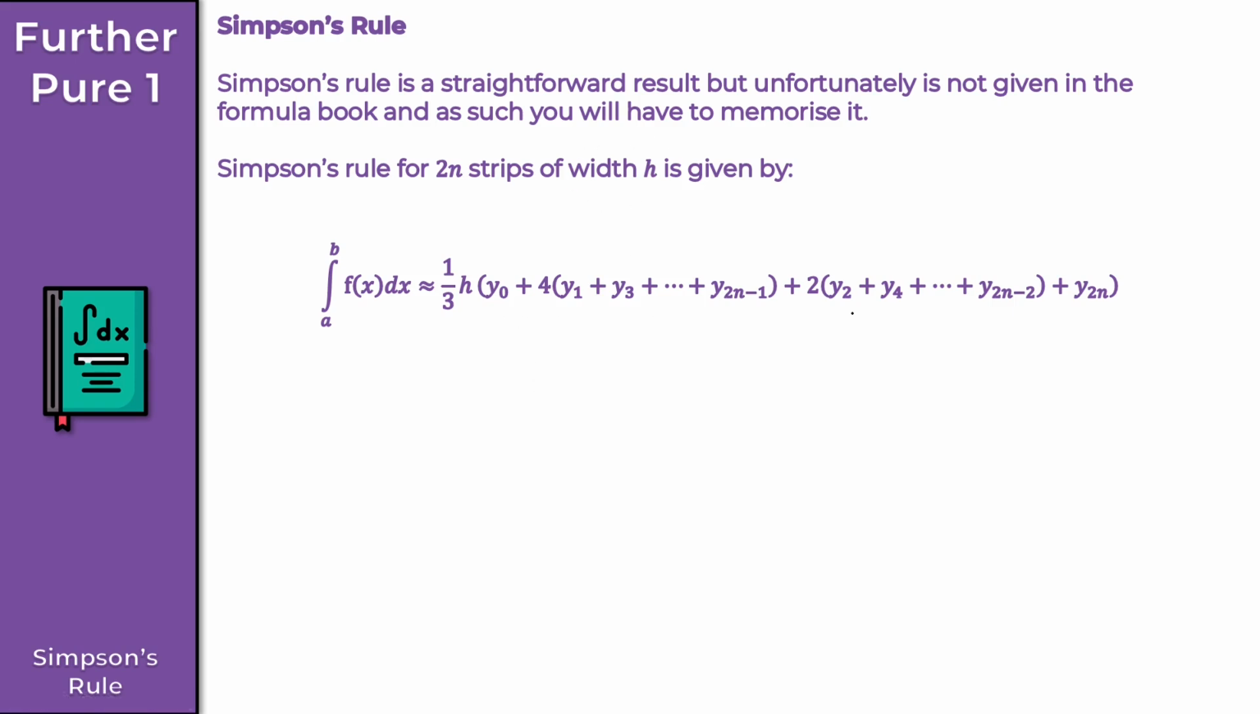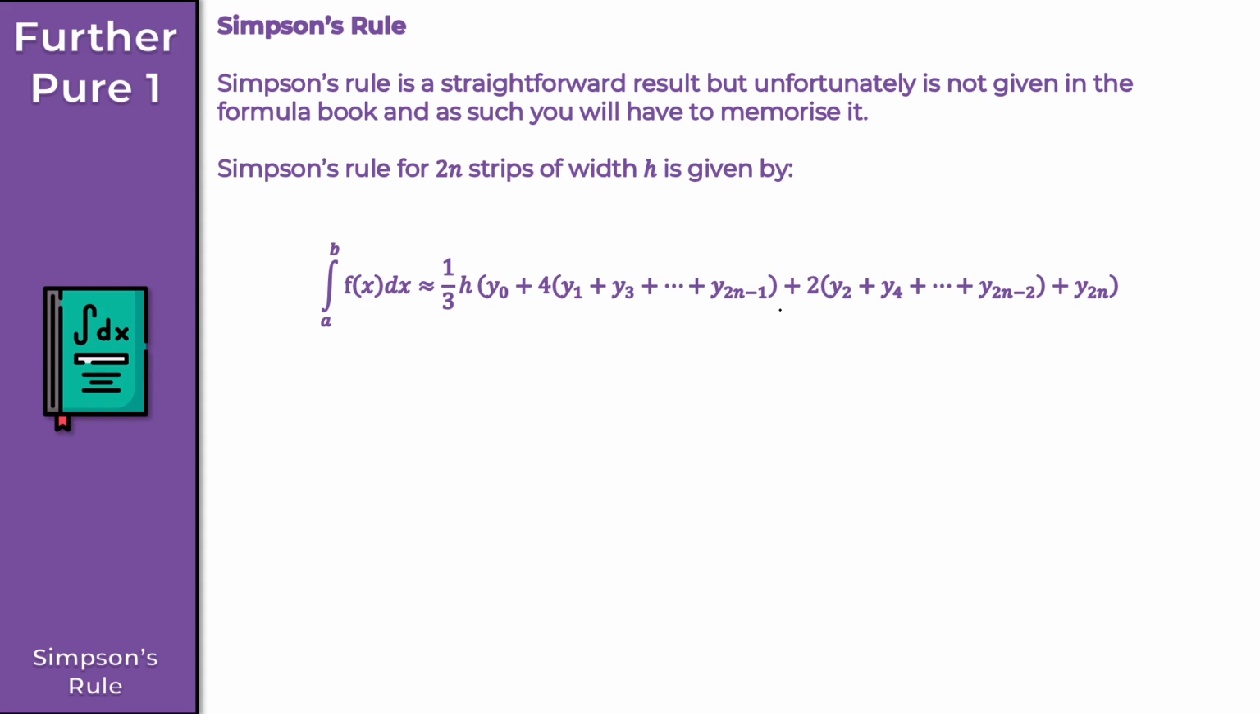We then times this by the following. We have y0 plus y subscript 2n. These, y0 and y subscript 2n, are my endpoints. This is my first value, and y subscript 2n is my very last value. We also have 4 times y1 plus y3 plus, the next one would be y5, plus so on and so on, all the way up to y subscript 2n minus 1.